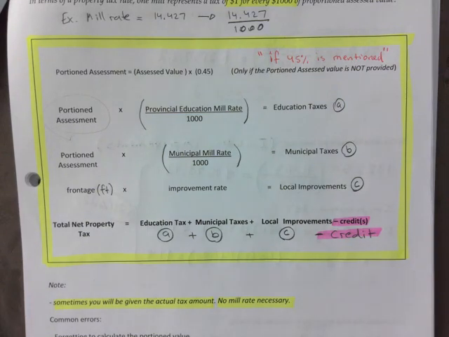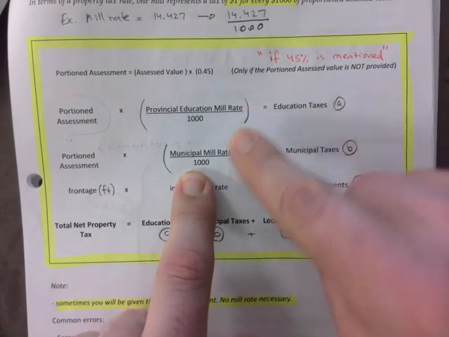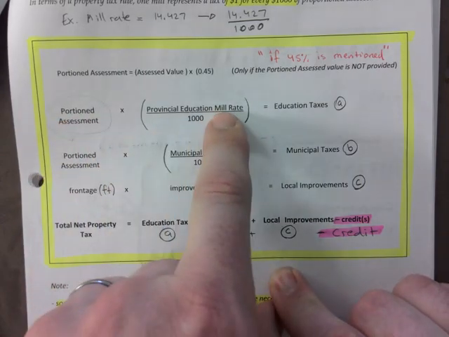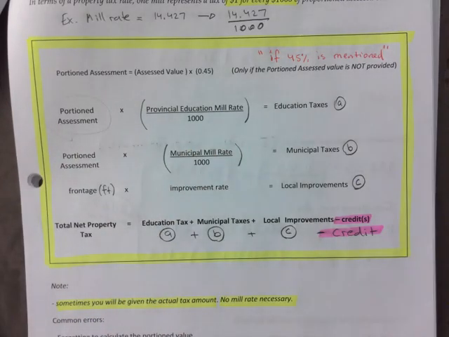I will just say this, if they even gave you 5 mill rates, you would just have to do this 5 times, right? Like you take the portion assessment times that mill rate. Portion assessment times the other mill rate, right? So you just keep on multiplying by the mill rate, divide it by 1,000, and just come up with that dollar amount, right? So you always have to expect the unexpected. I don't think they will. But you got to be ready for that.